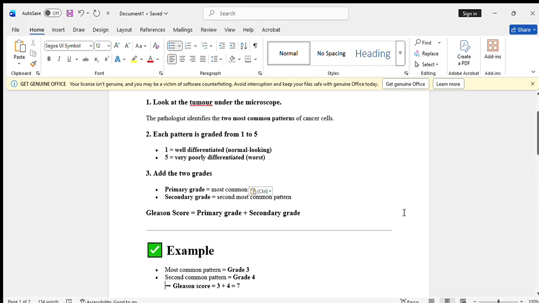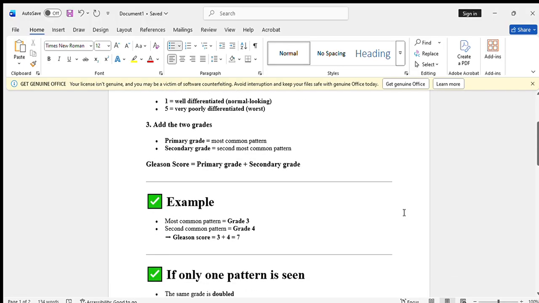Each pattern is graded from 1 to 5. For example, 1 is well differentiated and 5 is poorly differentiated, or worst. So they give it numbers or names. For example, the primary grade is the most common pattern, and the secondary grade is the second most common pattern. They combine both patterns, primary grade plus secondary grade, to get the Gleason score.